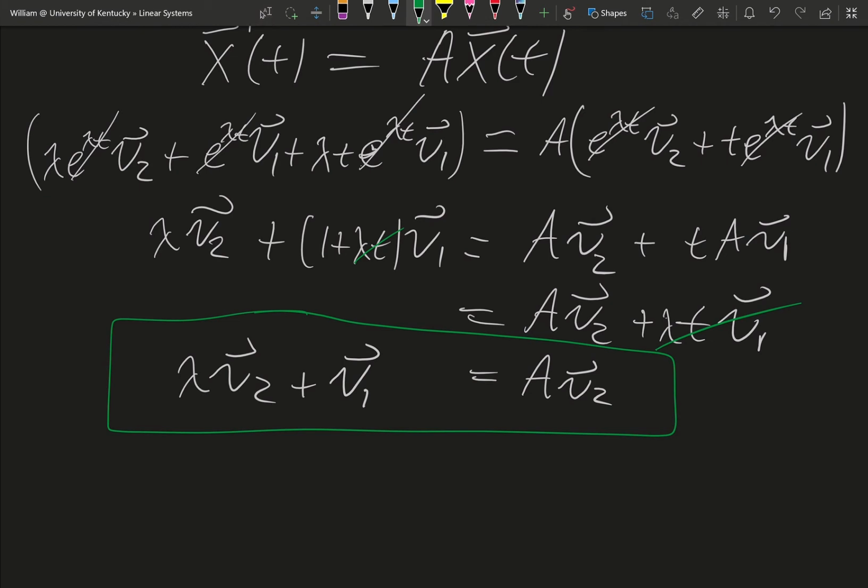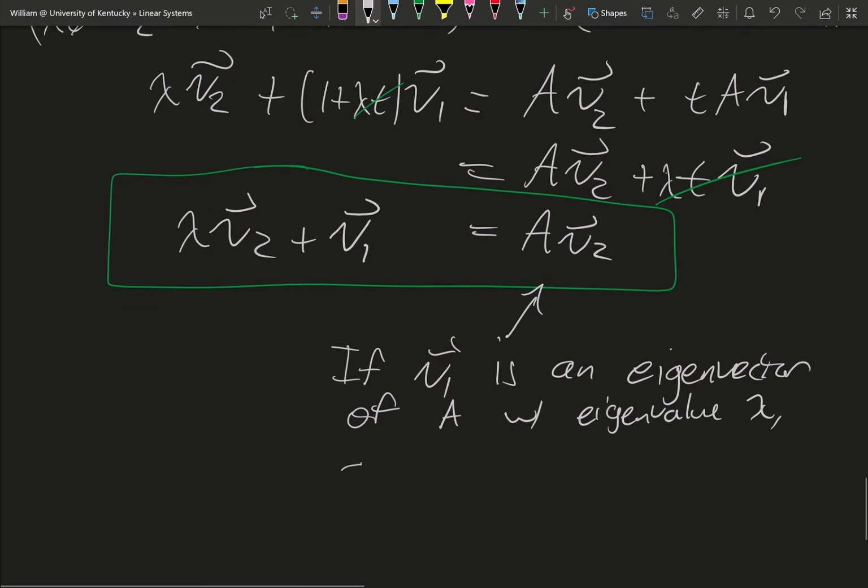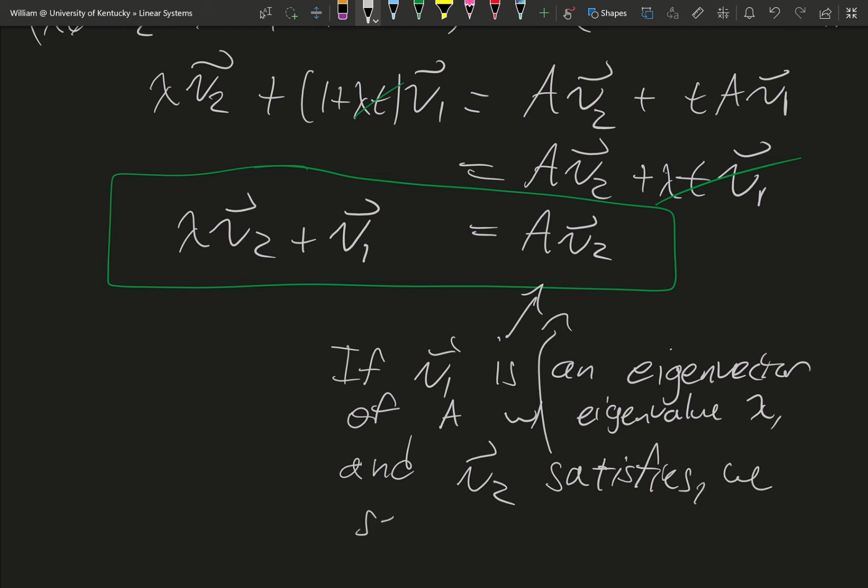All right, so in this case, we actually have a name for things like this. If V1 is an eigenvector of A with eigenvalue lambda, and V2 satisfies this equation, we say V2 is a generalized eigenvector.